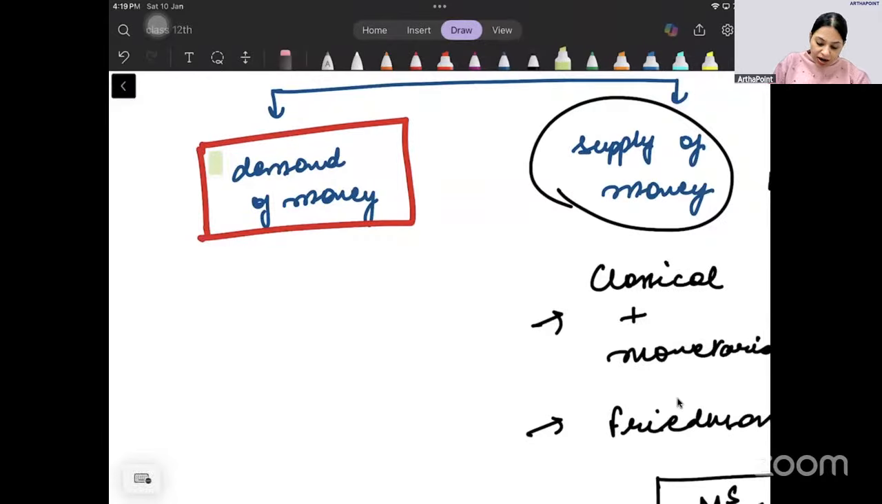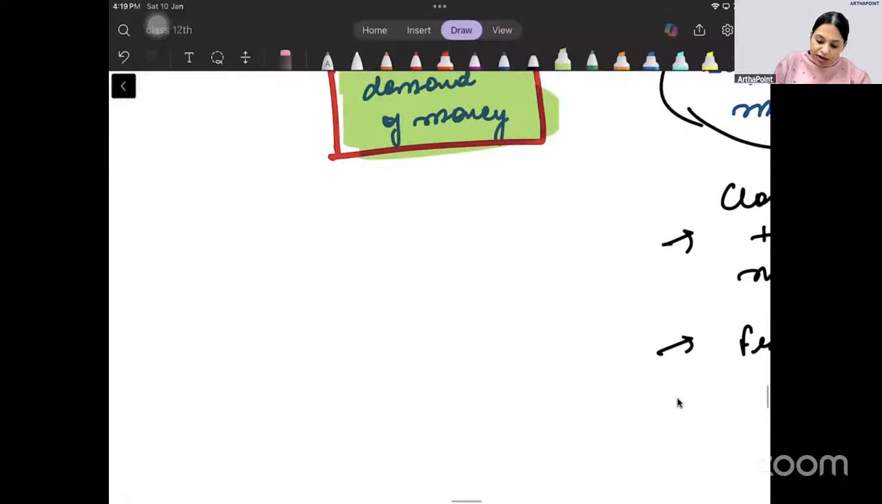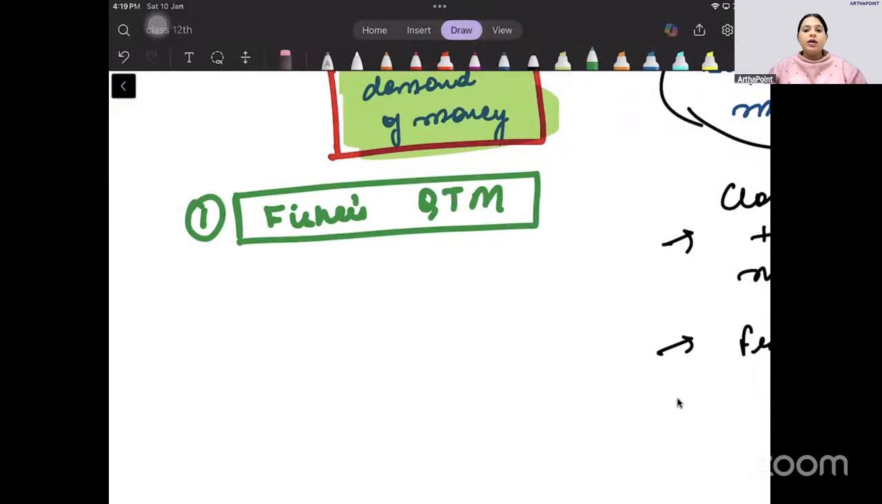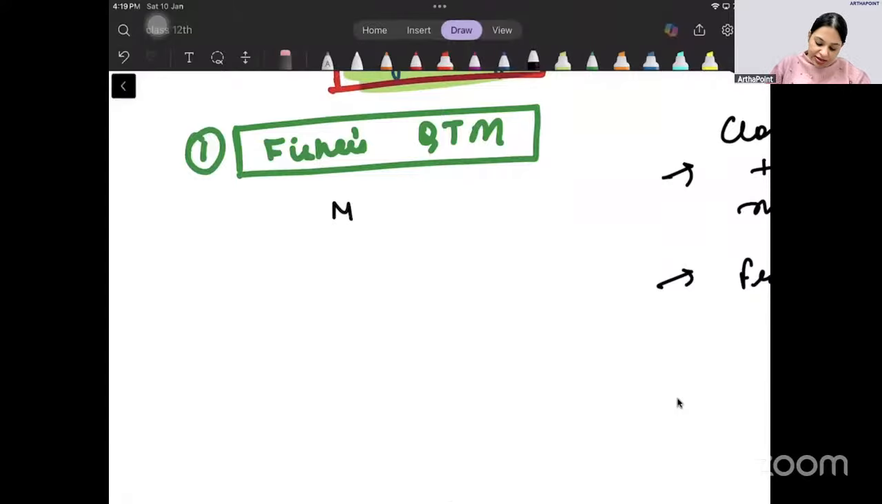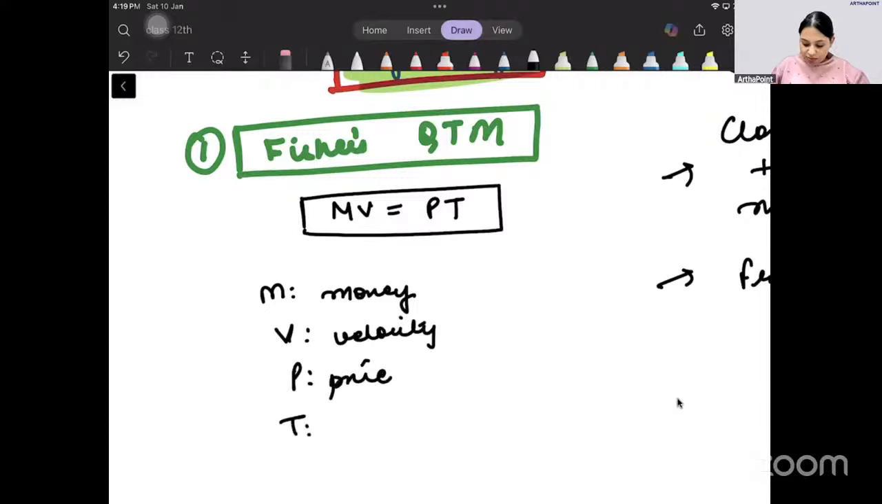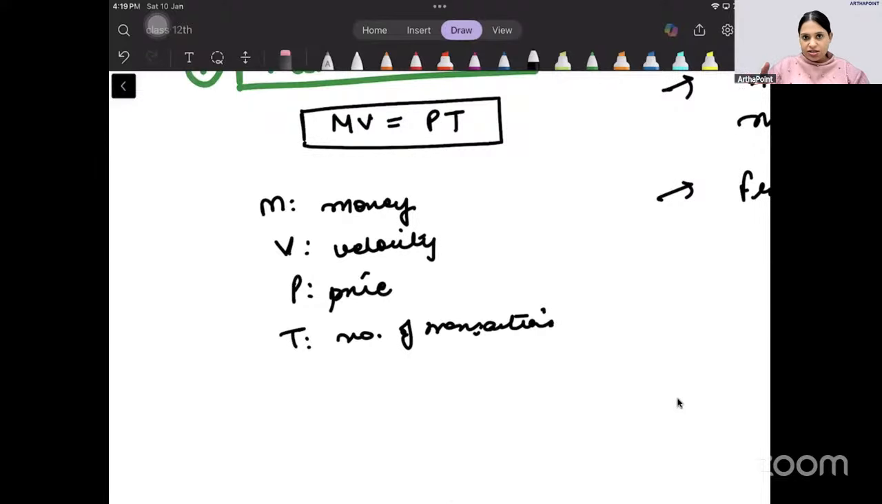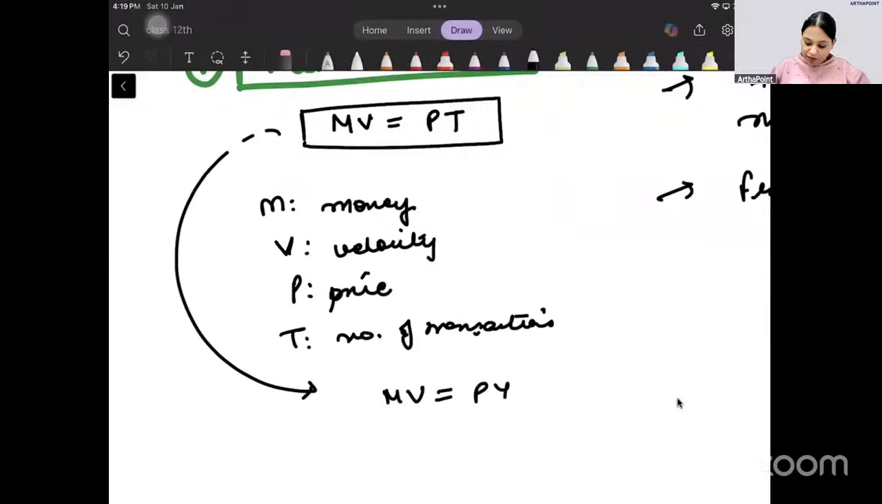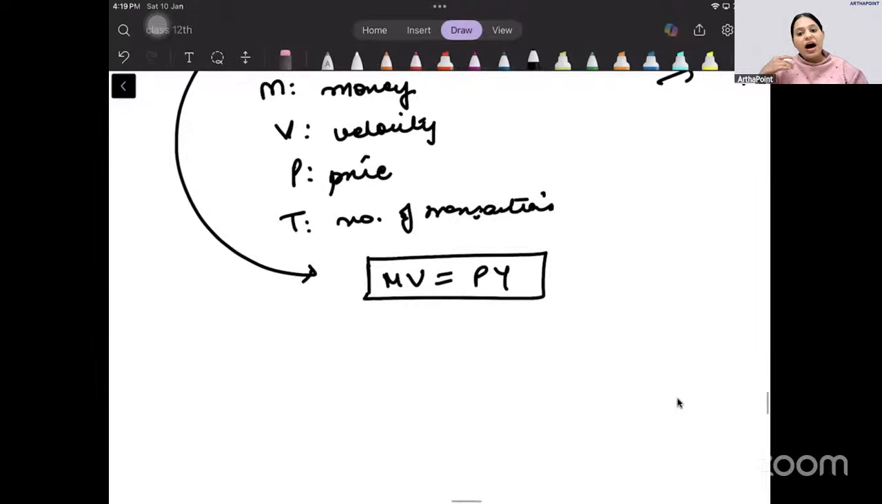First, in the demand of money, जो हमारा first theory आता है, that is called the Fisher's quantity theory of money. Fisher's quantity theory of money basically says MV is equal to PT, where M is money, V is velocity, P is price, T is number of transactions. And since it is difficult to know the number of transactions, मुश्किल है ये जानना कि number of transactions कितना होगा, so we rewrite this as MV is equal to PY. Because it is easier to know the output in the economy.